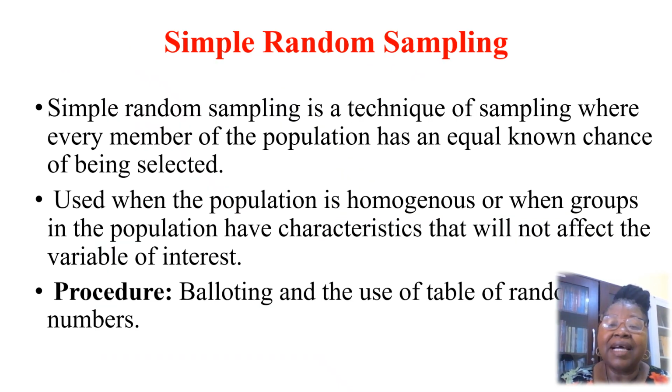Simple random sampling. What does that mean? Simple random sampling is a technique of sampling where every member of the population has an equal known chance of being selected. When do we use it? Use when the population is homogeneous or when groups of the population has characteristics that will not affect the variable of interest. Procedure. We do that by balloting, and sometimes we can use random numbers, table of random numbers to select our sample.